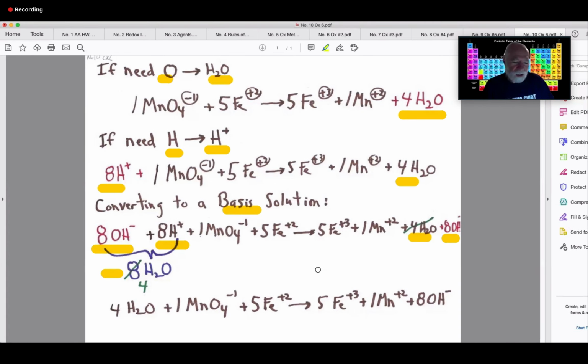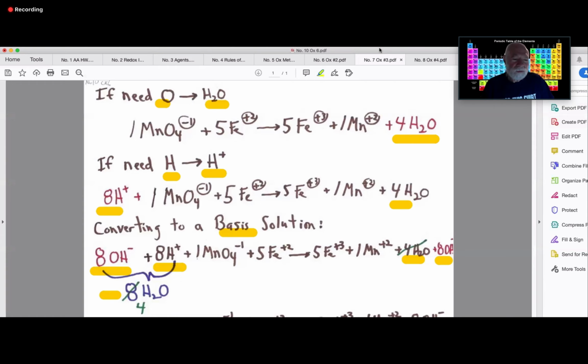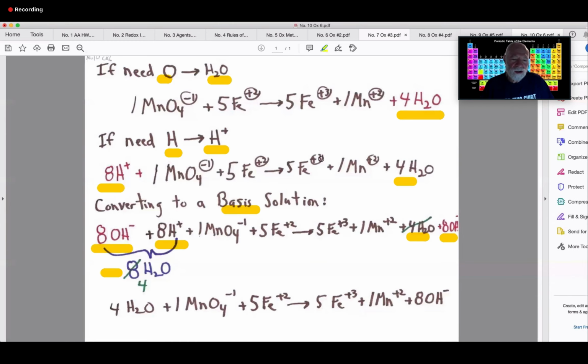Okay? And if you're compulsive, you can double check this at this point, element by element, but I think you'll see it as correct. Okay, so if someone asks you to balance in an acid solution, you're going to use oxygen for extra. If you need oxygen, you can use water. If you need extra hydrogen, you can use hydrogen ions. And if they ask you to make it a basic solution, you can do these steps to do that.